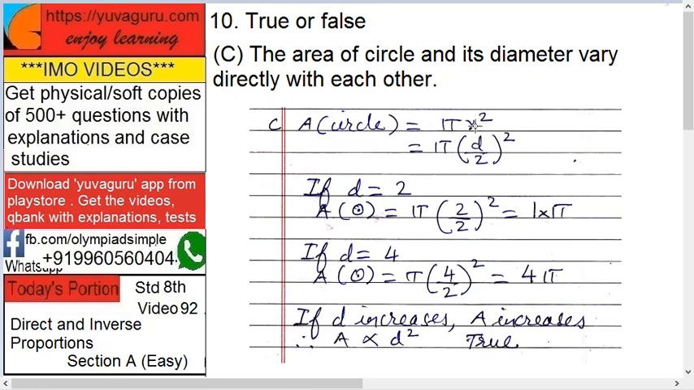So what is the area of a circle? Pi r square. But r is what? D upon 2. So pi into d upon 2 the whole square. Instead of doing all this, you can directly see from here itself: A is in the numerator, D is in the numerator, so they vary directly. No need of doing everything I have done, but to explain to you, I'll show how it comes.